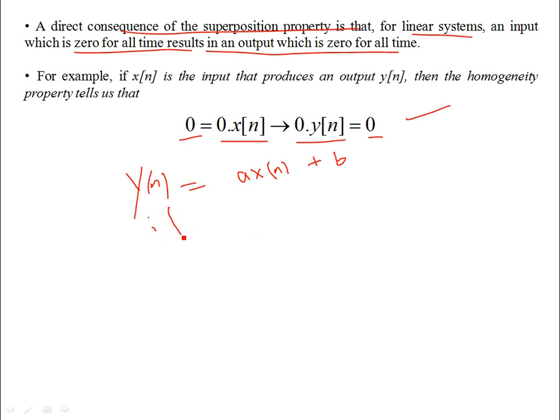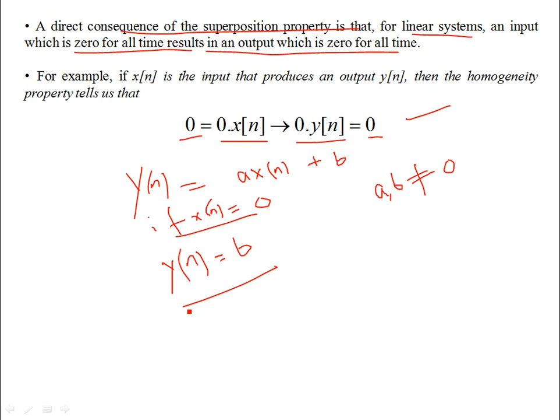I say if x of n is 0, if my input is 0, well, is the output 0? The answer is no. You can see that y of n is b. So the 0 input is not leading to a 0 output. A and b are non-zero quantities. Therefore, for a 0 input, you don't have a 0 output. The system is non-linear.